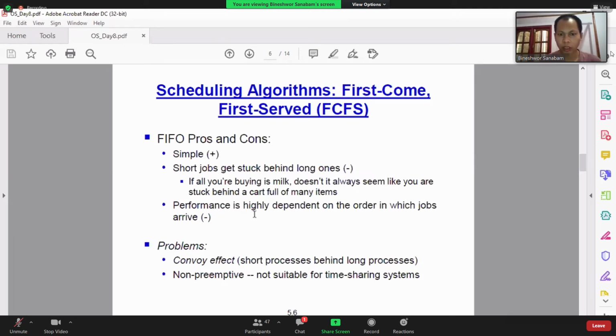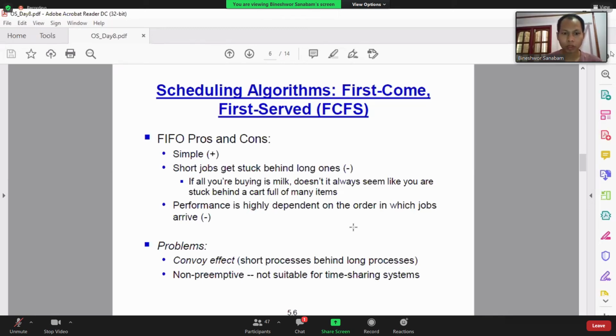Okay, and your performance is highly dependent on the order in which the jobs arrive, as we see in these two examples, that in the first case and the second case, when the order is different, their waiting time becomes different, and the second one gives you the better one.